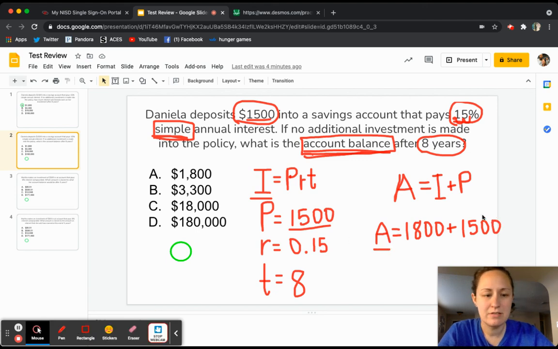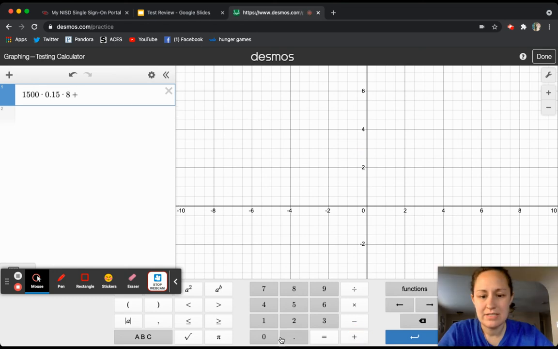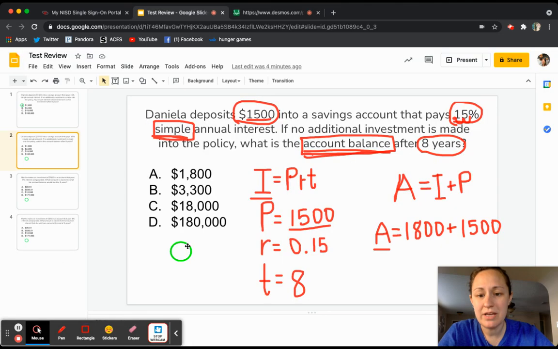We're going to go back to Desmos and we're going to add 1,500. So plus 1,500. So our total account balance is going to be $3,300. So we're going to take our circle, put it over choice B, and that is how you're solving for your total account balance. Okay?